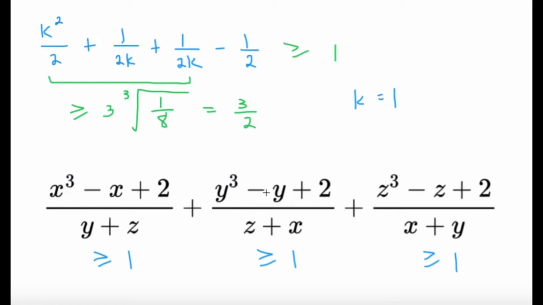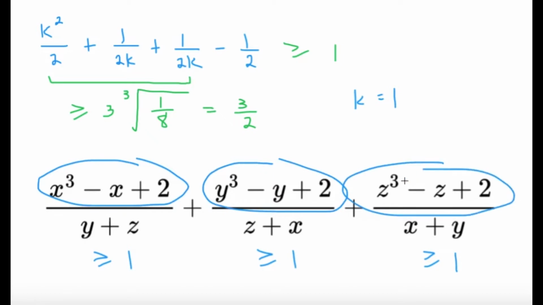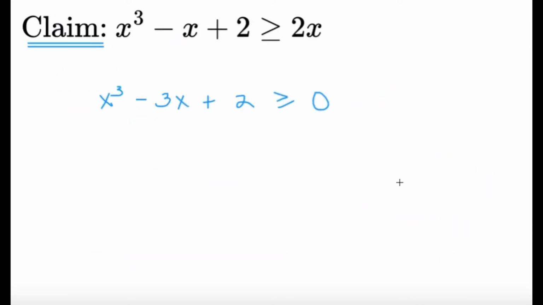So the first claim that I'll be making is to rewrite all of these terms into something else. The claim that I'll be making might not be obvious at first, but it is the following. I'll be claiming that x cubed minus x plus 2 is greater than or equal to 2x. Again, I'll be claiming this true for x greater than 0 because we have the restriction in the given that x, y, and z are positive real numbers. So essentially, it suffices for us to prove this one.